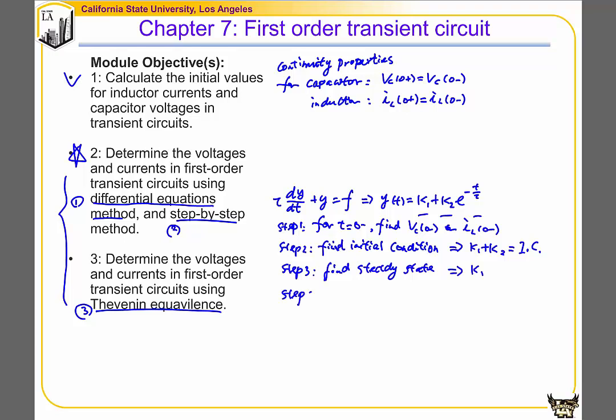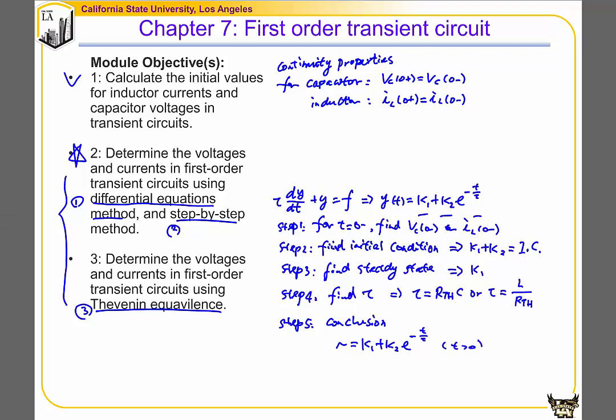Step 4 is to find the time constant tau, defined using the conclusion from the Thevenin equivalent method, where tau equals RTh times C for a circuit with a capacitor, or tau equals L over RTh for a circuit with an inductor. Step 5 is to draw the conclusion, the final answer, whatever we are looking for, which equals K1 plus K2 times e to the power of negative t over tau for time t greater than 0.